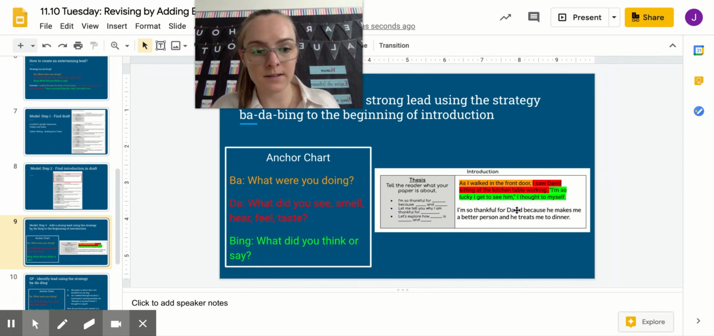So now my introduction reads, as I walked in the front door, I saw David sitting at the kitchen table working. I'm so lucky I get to see him, I thought to myself. I'm so thankful for David because he makes me a better person and treats me to dinner. So this concludes my introduction. Friends, now you have some questions to answer in the Google form. I will see you soon for some guided practice.